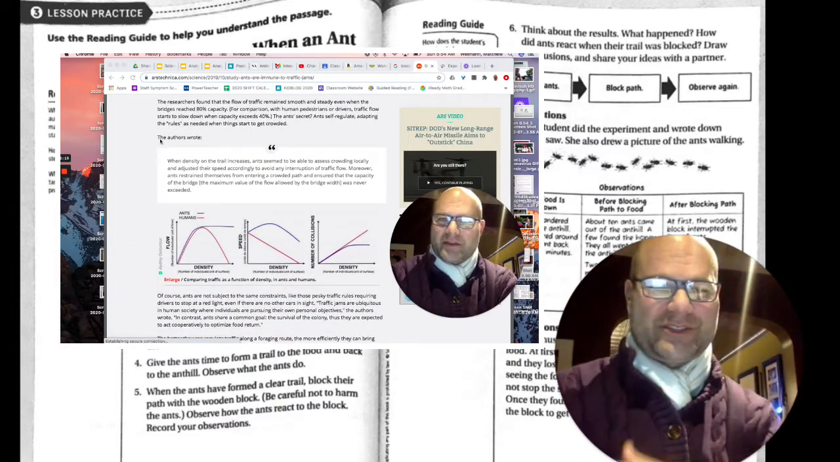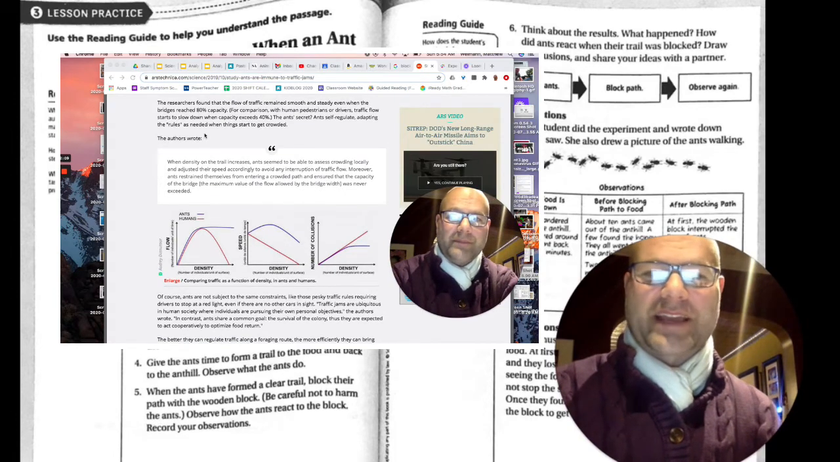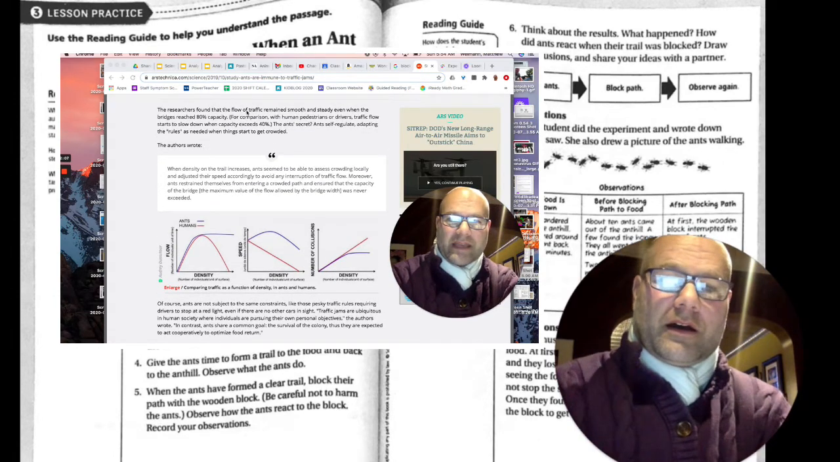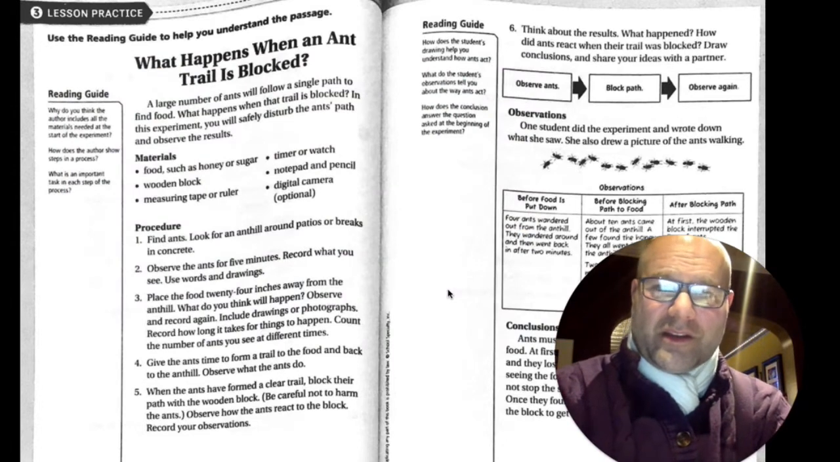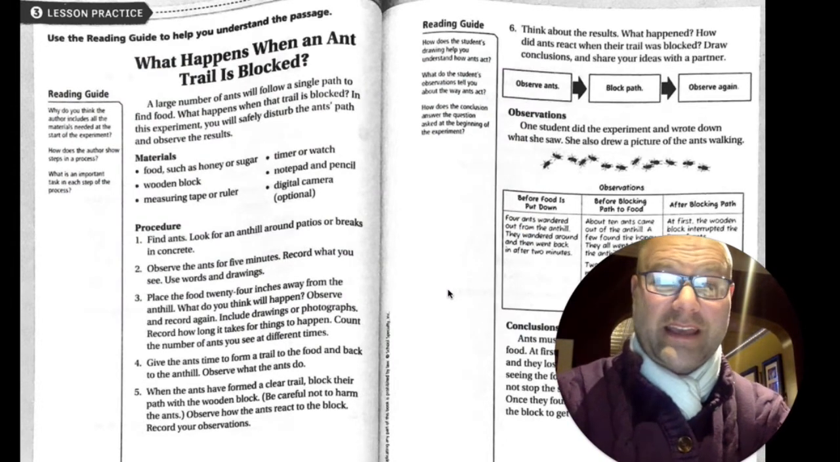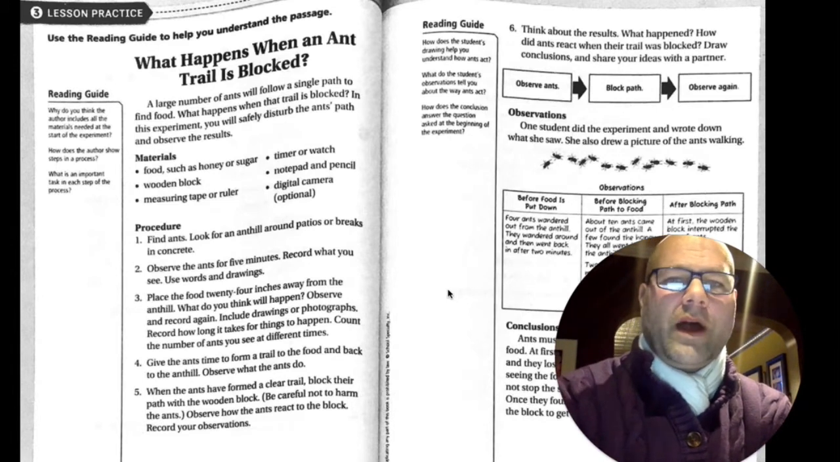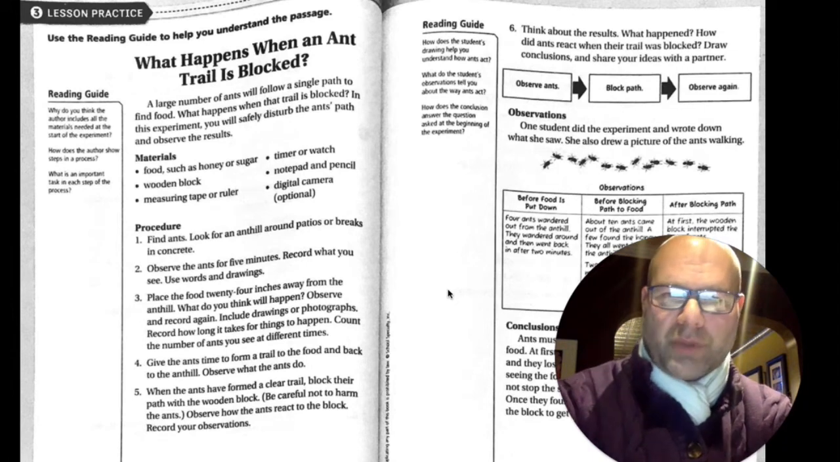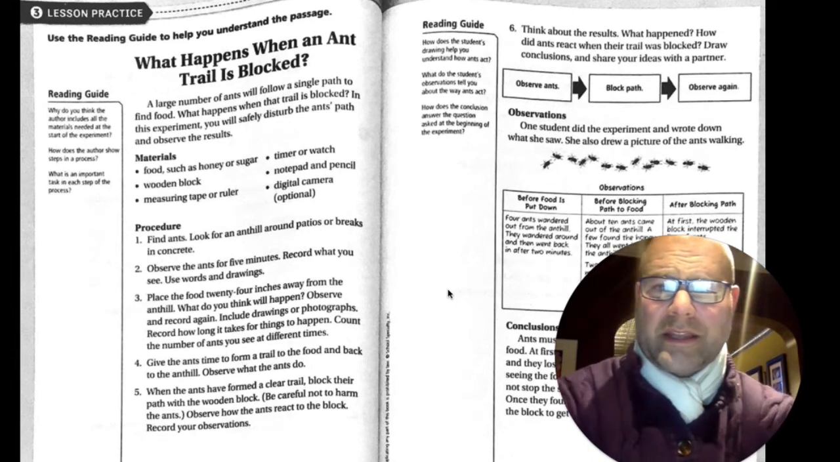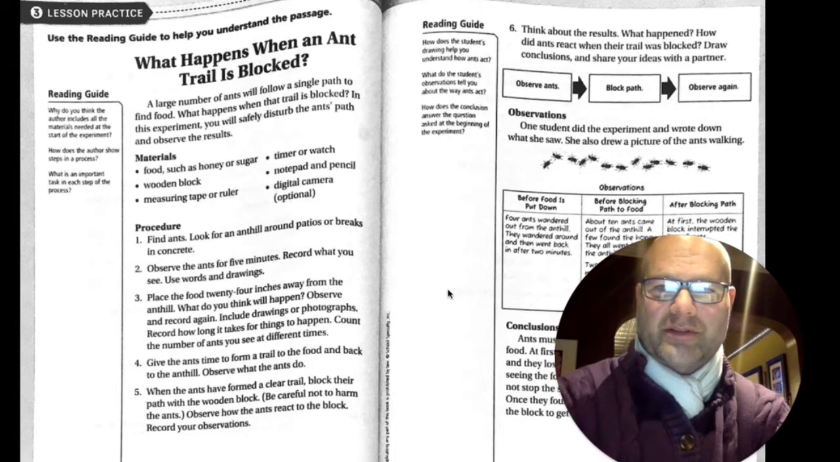I found it just perusing some articles and Googling some things about ants. But right now, let's take a look at this write-up and see what we can get from it. It's titled, "What Happens When an Ant Trail is Blocked?" And here at the beginning we have a little introductory paragraph letting you know what this is all about.